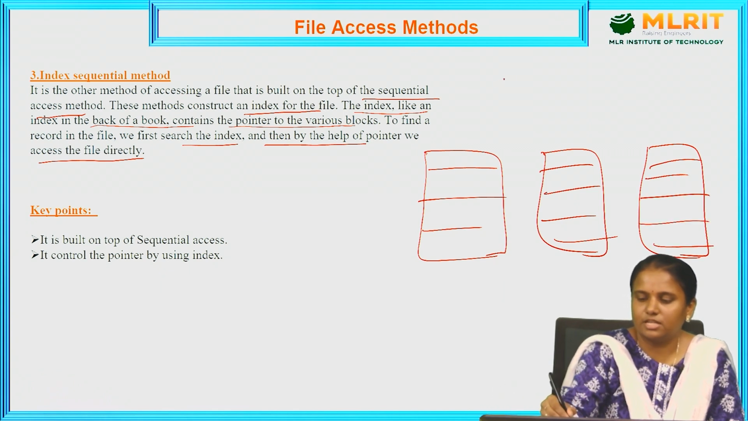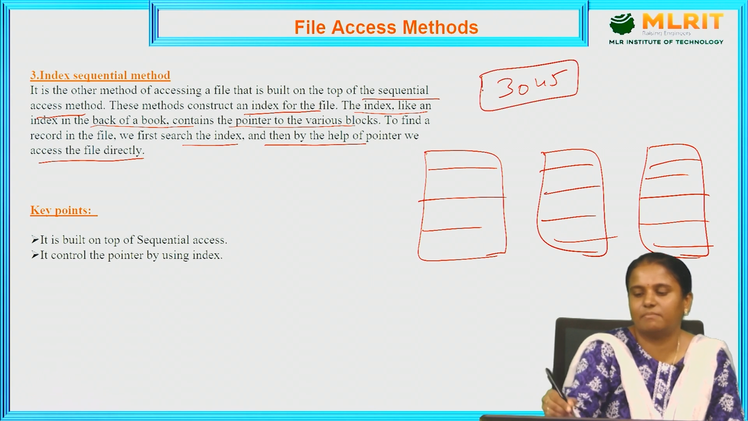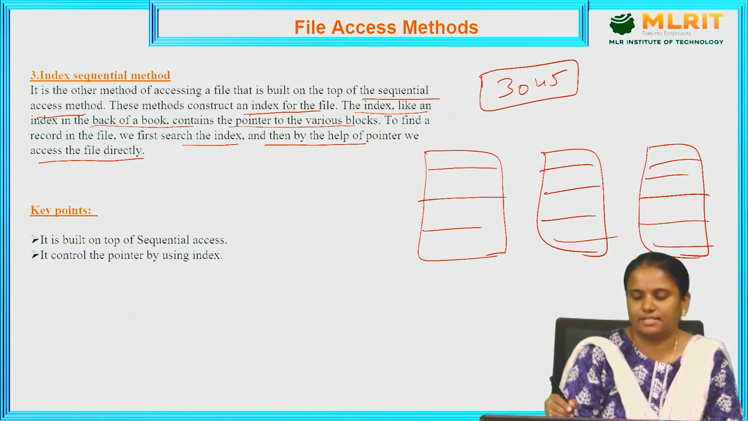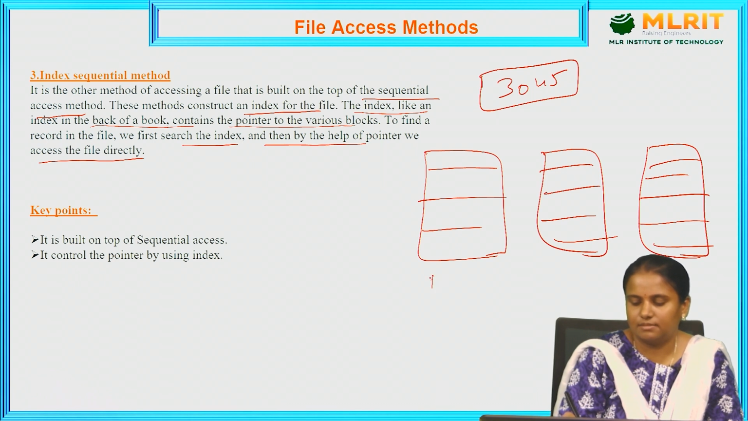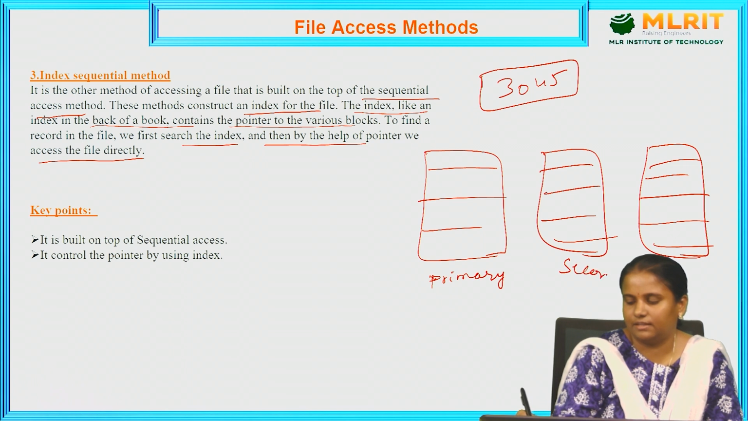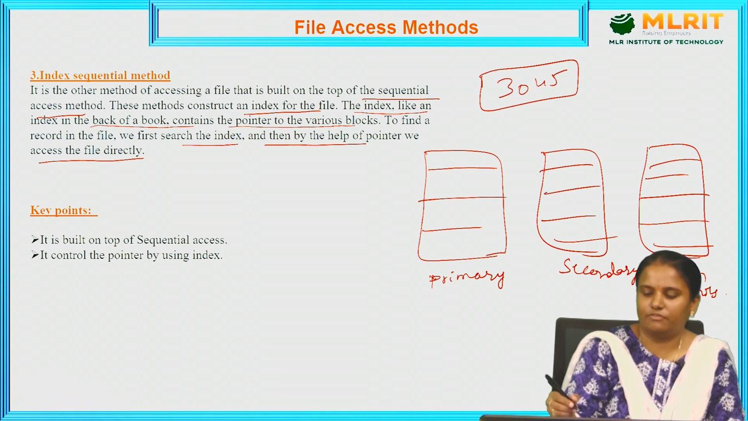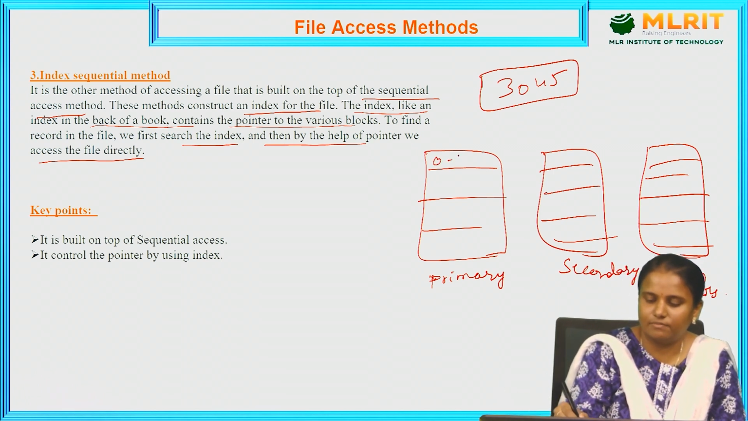Suppose I want to find the file 305. This is the index number of a file. Where do I need to search for this file? Let us see. First, this is primary memory, this is secondary memory, and this is main memory. Now I want to search for the file 305.